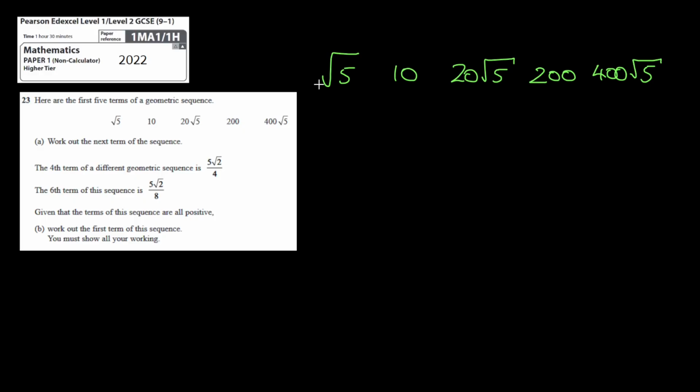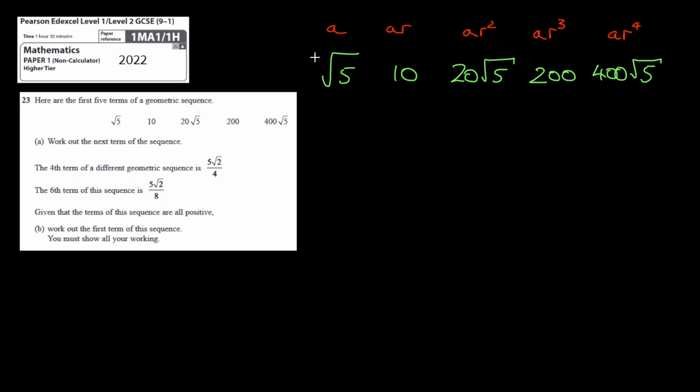Okay, question 23. We're told that these 5 terms are in a geometric sequence. So this is A. This is AR. This is AR squared. This is AR cubed. And this is AR to the 4th. Now, to find the next term, we need to find what R is.